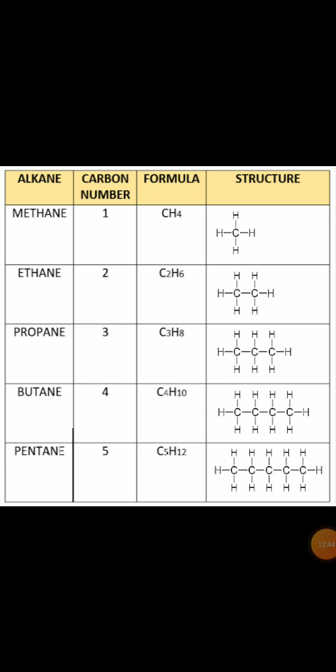if we have n as 2, then by the general formula we can write it as C2H(2n+2), meaning 2 twos are 4, plus 2, 4 plus 2 is 6. So this way we can remember the formula. Remember, again I am saying, the general formula for alkane is CnH2n+2.